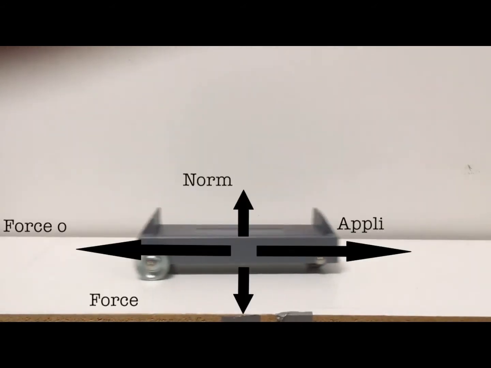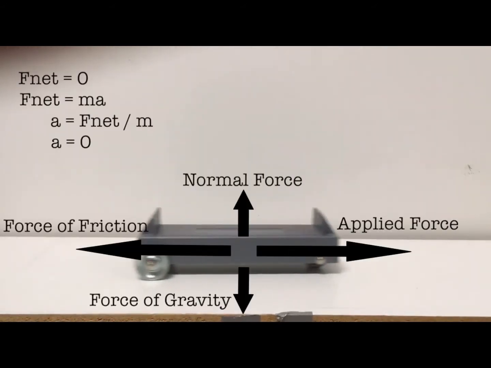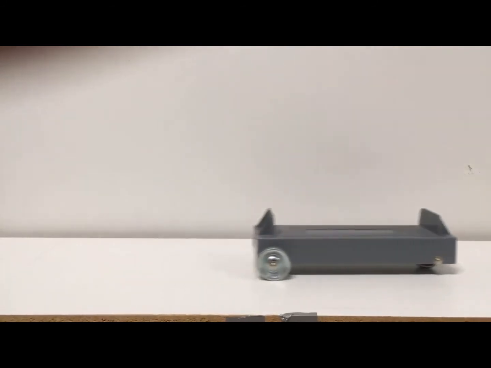For this demonstration, we'll assume that there are no unbalanced forces acting on the cart, resulting in an acceleration of 0 and a constant velocity. When the cart is given a push, it begins to move along the surface of the board. If an equal amount of force is applied to the cart from the other side, the cart will roll in the opposite direction with the same speed.